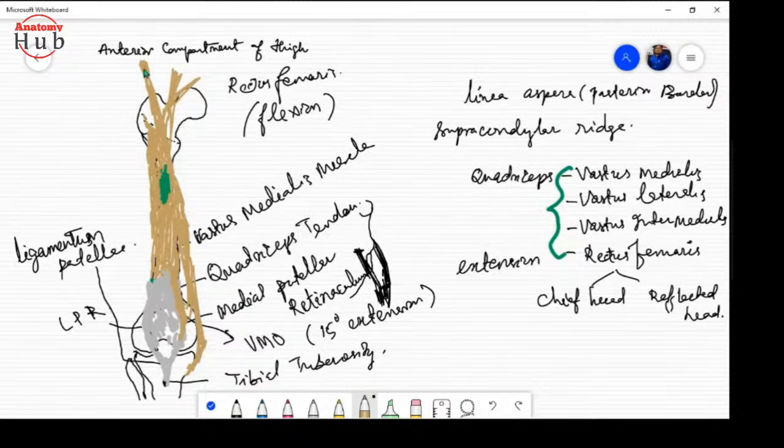This sartorius muscle crosses two joints again. Here is your hip joint, so it acts as a flexor of the hip joint, and it also helps in extension of the knee joint.